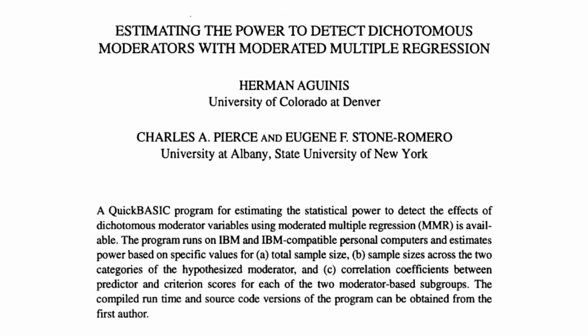Exactly. So we're going to be taking a closer look at a research article that really dug deep into this back in 1994. It's by a Guinness, pronounced like the beer. Guinness, Pierce, and Stone Romero, and it was published in the journal Educational and Psychological Measurement. And let me tell you, these researchers were tackling a pretty tough problem that a lot of researchers were facing back then.